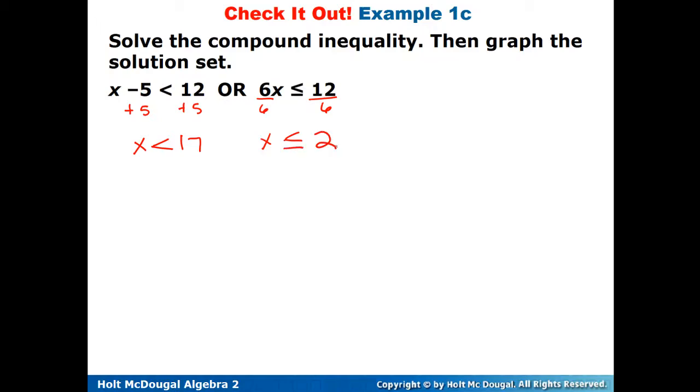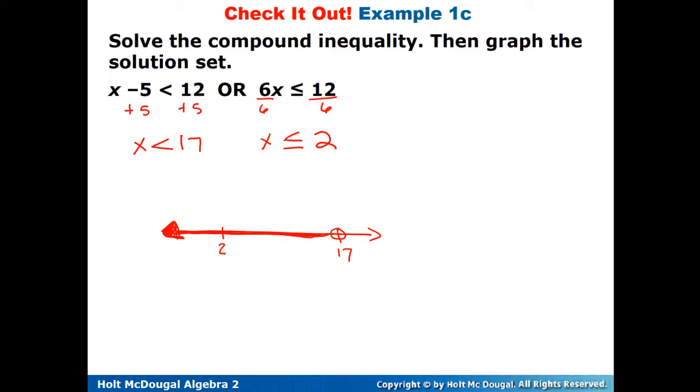All right, so let's talk about what this looks like. Let's graph this: x is less than 17. So we have 17 over here, and it's not included, but everything less than is included. So here we have x is less than 17. Well, our other one, or, says that x is less than or equal to 2. So 2 is down here, and it's included, and it's everything less than.